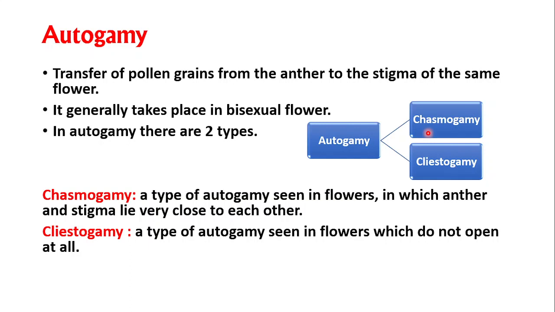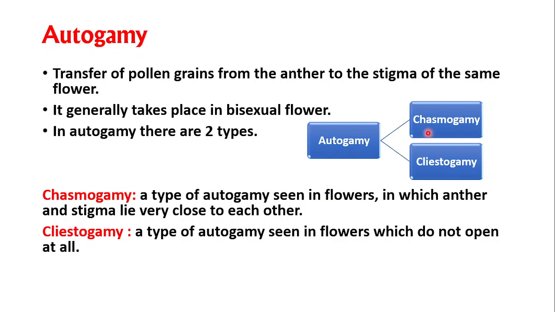Those are called chasmogamous flowers. Coming to the next one, cleistogamy, or cleistogamous flowers. The flowers which show cleistogamy are called cleistogamous flowers. It is again a type of self pollination, in which self pollination is assured in such a way that the flowers do not open at all.